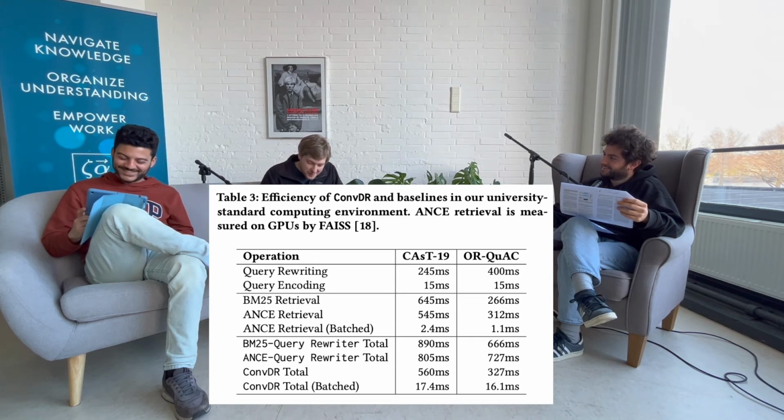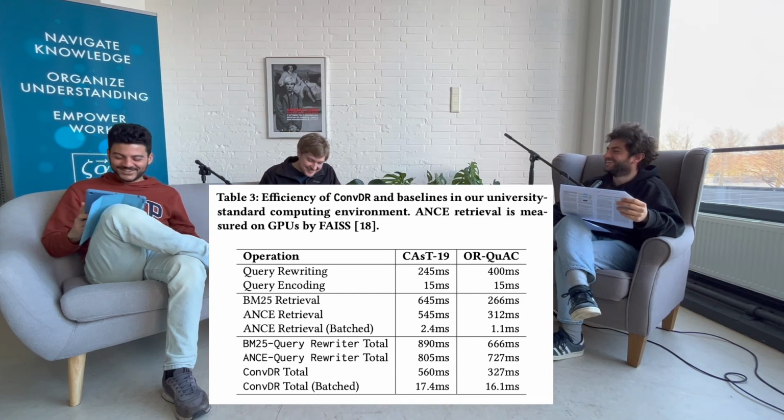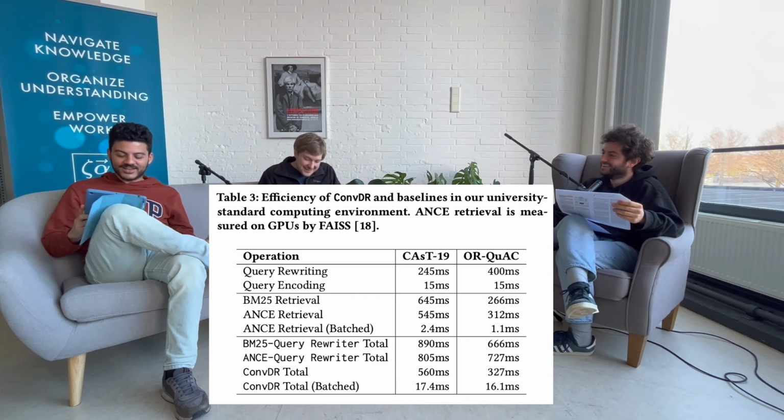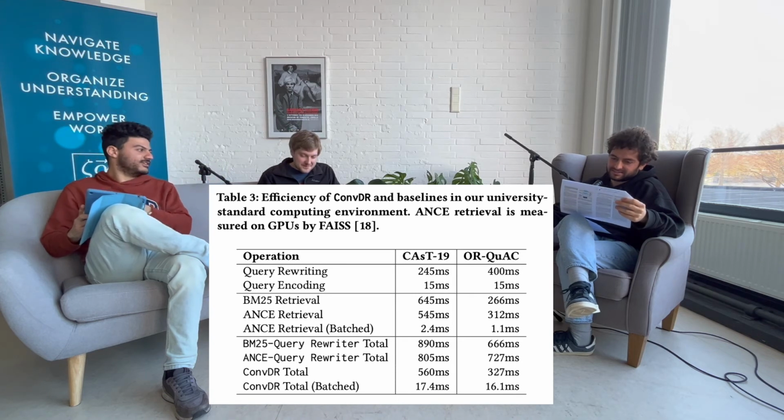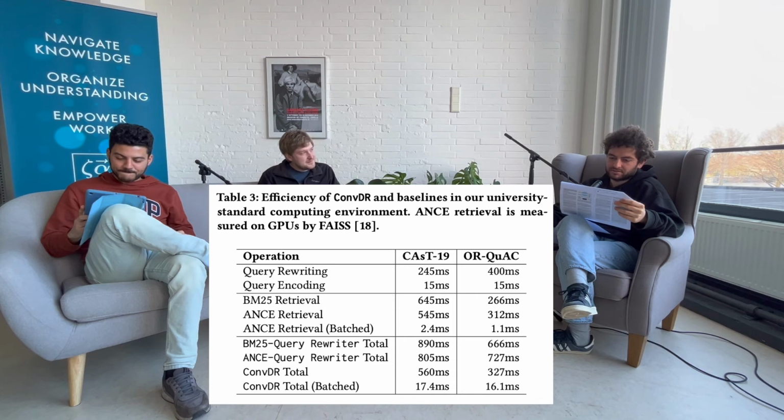And also lower than the query rewriter, I was going to say, but I think I'm stealing your thunder. Sorry, no worries. Yeah, so it makes sense. If you have to use 2 modules, then you also have to wait for the rewriter to finish. So you take the query and then do ranking. And that's not happening in ConvDR. I mean, that makes a lot of sense. I don't know if there's anything else that you want to comment on this table.